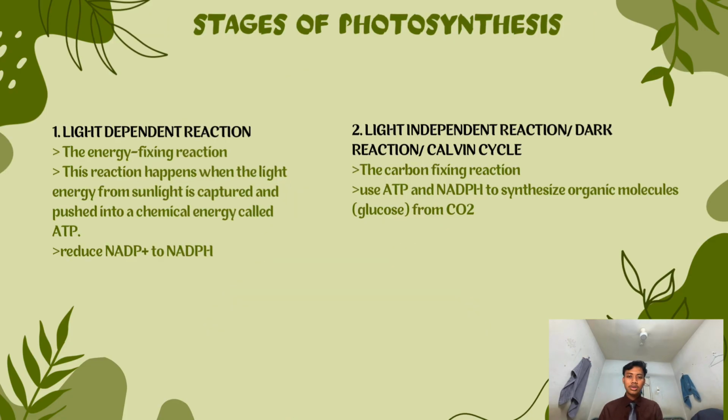There are two stages of photosynthesis. First, the light dependent reaction, the energy fixing reaction. This reaction happens when light energy from sunlight is captured and converted into chemical energy called ATP, and reduces NADP plus to NADPH. Next, the light independent reaction, the dark reaction or Calvin cycle, which is the carbon fixing reaction, uses ATP and NADPH to synthesize organic molecules, glucose, from carbon dioxide.